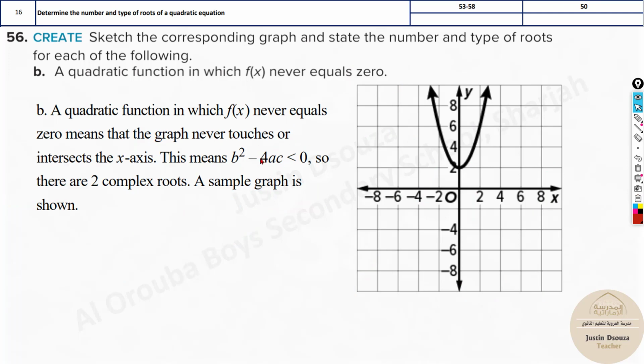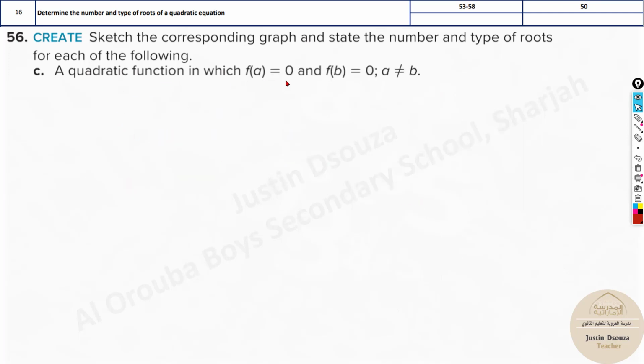So what is the discriminant value? It will always be less than 0. Because f of x is never equal to 0, it should not touch this line. Y cannot be at 0. That's it. Now, a quadratic function in which f of a is equal to 0 and f of b is equal to 0 and a is not equal to b. It depends what you substitute, but these two values are different, and when you substitute both of them, they are equal to 0.